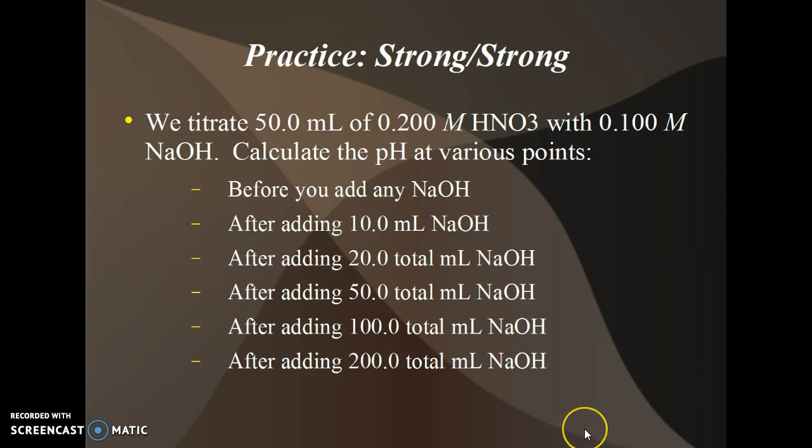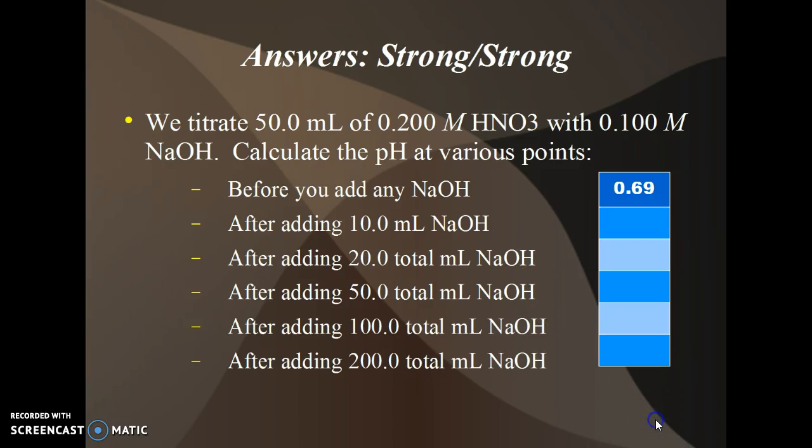So, if we titrate 50 milliliters of 0.2 molar nitric acid with 0.1 molar sodium hydroxide, we should be able to calculate the pH at various points based on the fact that the only thing that's produced is a pH 7 salt, and that'd be sodium nitrate, and of course the water is also produced. So you should be able to calculate the pH before you add any sodium hydroxide, and all you have is 0.2 molar nitric acid. After you add 10 milliliters of sodium hydroxide, then 20, 50, 100, and 200 milliliters.